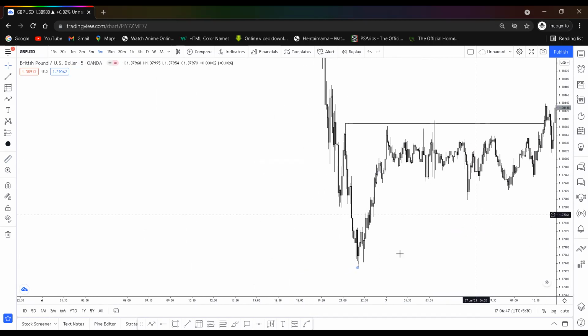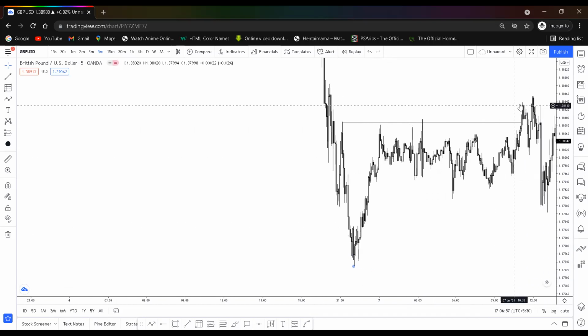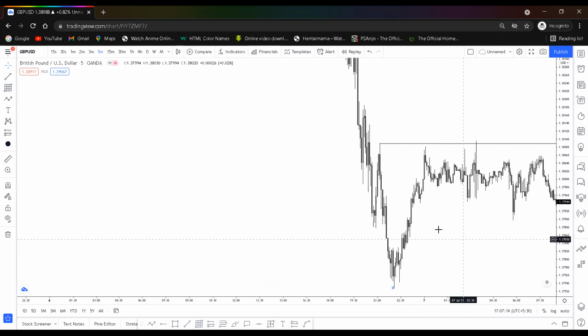Now once a breakout structure happens, what do we expect? A pullback. This is the range, the new range from this low to this high. You see that? Now price has to come inside of a discount price to go back up. You see how fractal price is now.